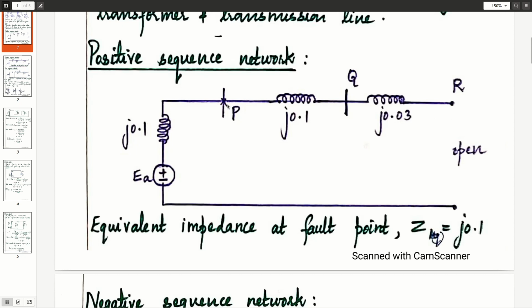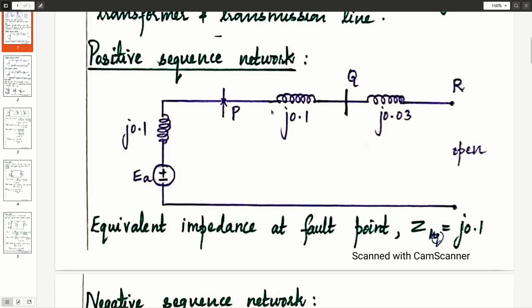Now for this you have to calculate the equivalent impedance at the fault point. The fault point is point P. So how do we calculate the Thevenin equivalent impedance? We have to remove the voltage source, that is, short the voltage source, and this side will be left free. So when calculating the equivalent impedance, the j0.1 and j0.03 are redundant reactances and will not be of any value. So the equivalent impedance at the fault point P is nothing but j0.1.